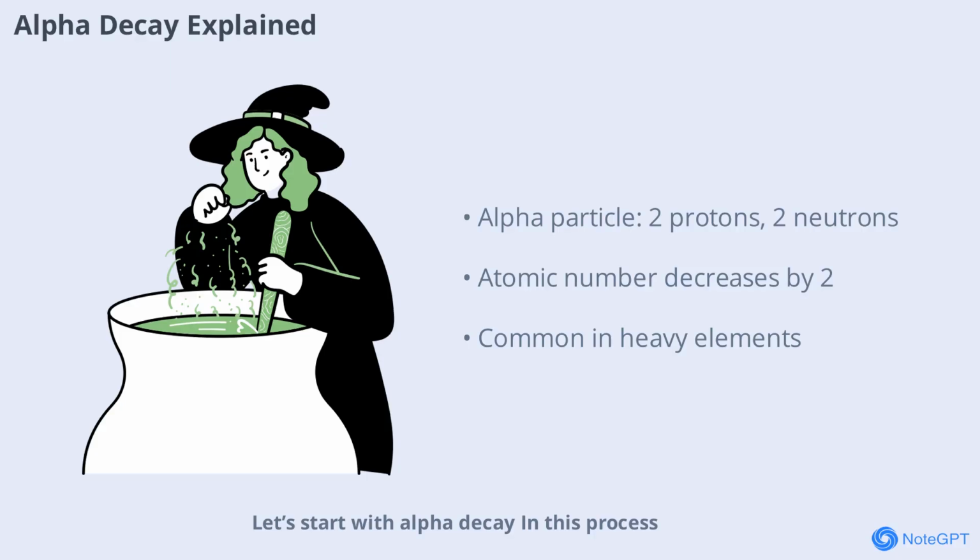Start with alpha decay. In this process, an unstable atom releases an alpha particle, which consists of two protons and two neutrons. This emission reduces the atomic number by 2 and the mass number by 4, turning the atom into a different element. For example, when uranium-238 undergoes alpha decay, it becomes thorium-234. Alpha particles are relatively heavy and don't travel far, but they can cause significant damage if they enter the body. This type of decay is common in heavy elements.